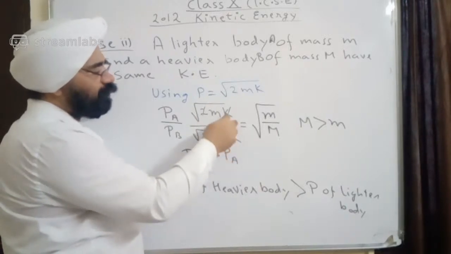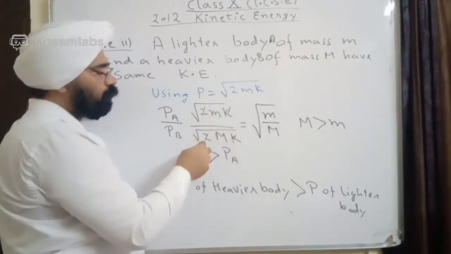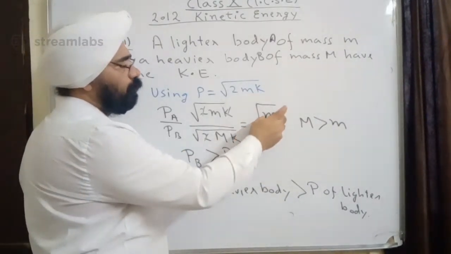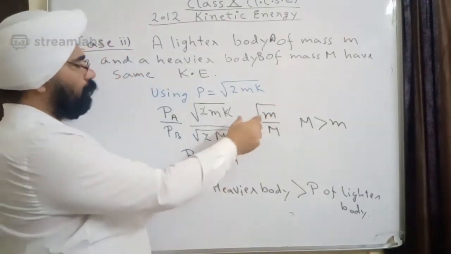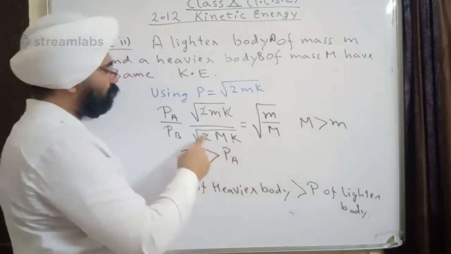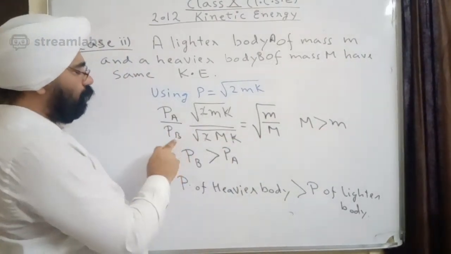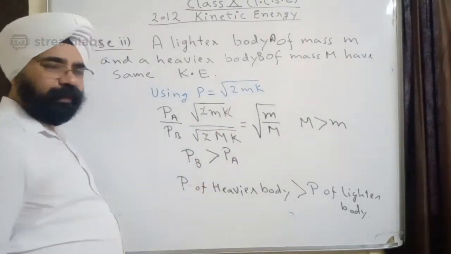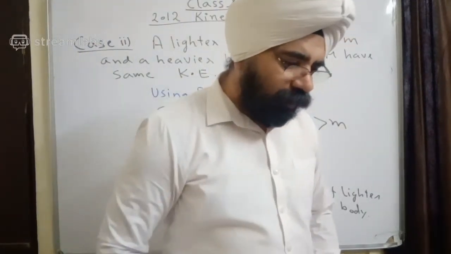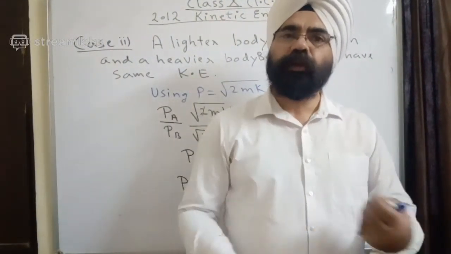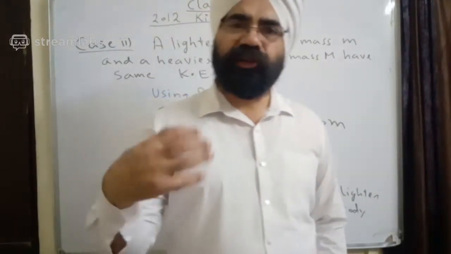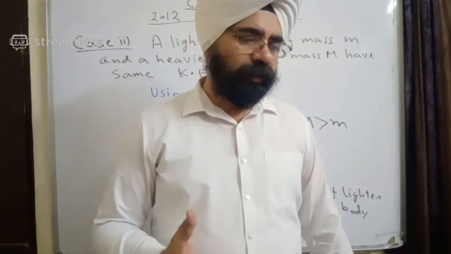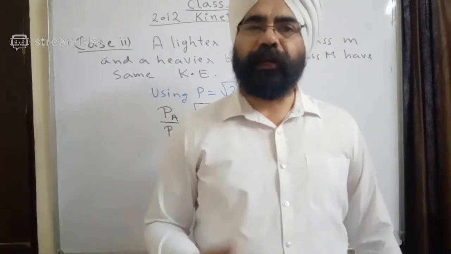Since the kinetic energies were the same, they cancel out. Under root 2 also cancels out, which means I'm left with square root of small m by capital M. We know that capital M is greater than small m, which means capital M is down over here, which means the momentum of the heavier body is greater than the momentum of the lighter body. Heavier body has greater momentum, right? Everybody understood? So that finishes the relation between kinetic energy and momentum, and we did a few numericals also. Next time when I come, we will do some more numericals and move forward.